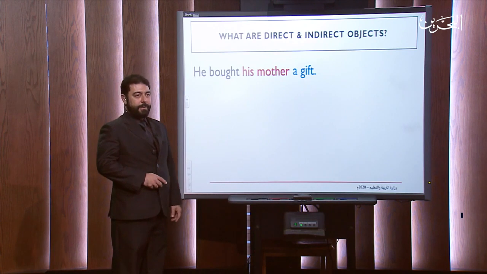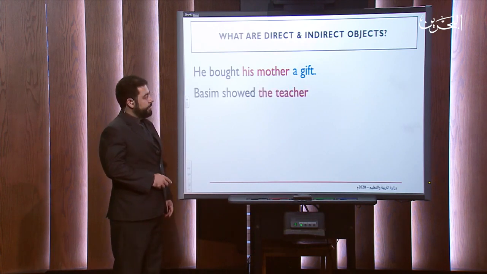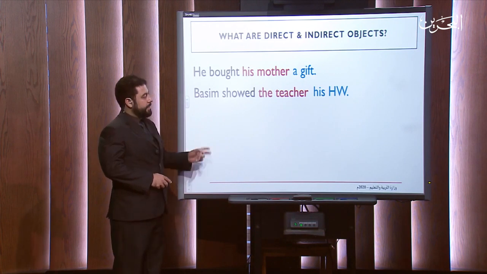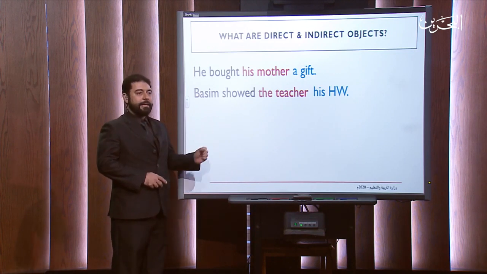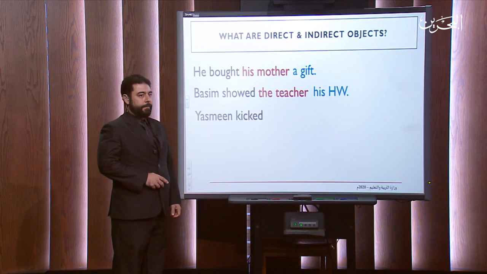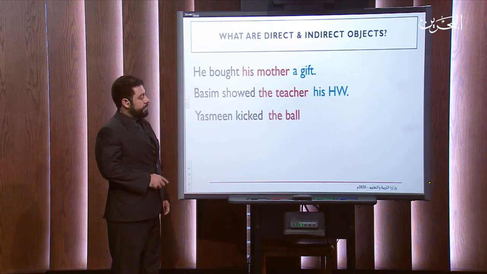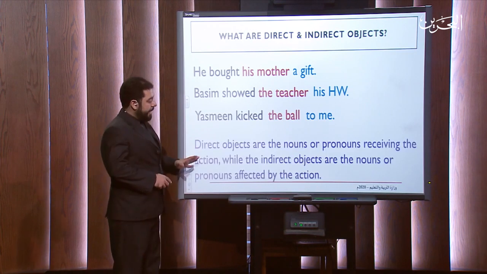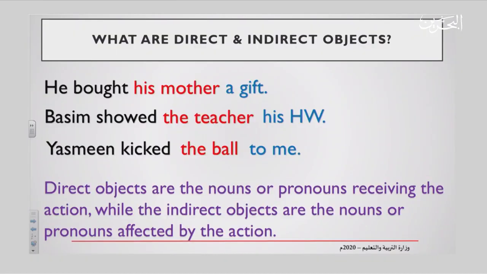Let me show you another one. Basim showed the teacher his homework. This sentence also has a direct and indirect object. Yasmin kicked the ball to me. The same thing. Now, direct objects are nouns or pronouns receiving the action, while the indirect objects are the nouns or pronouns affected by the action.